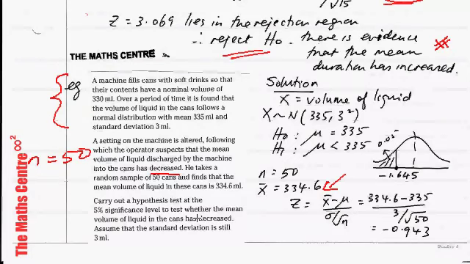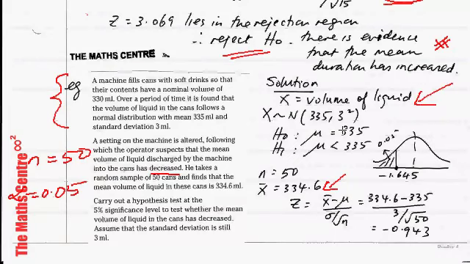We are asked to carry out a hypothesis test at the 5% significance level. So we know alpha is 0.05. We are asked to test whether the mean volume has decreased. Assume that the standard deviation is still 3. Let's look at the solution. X represents the volume of liquid.